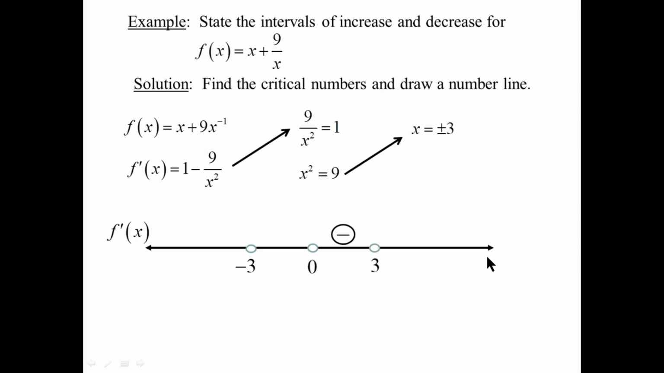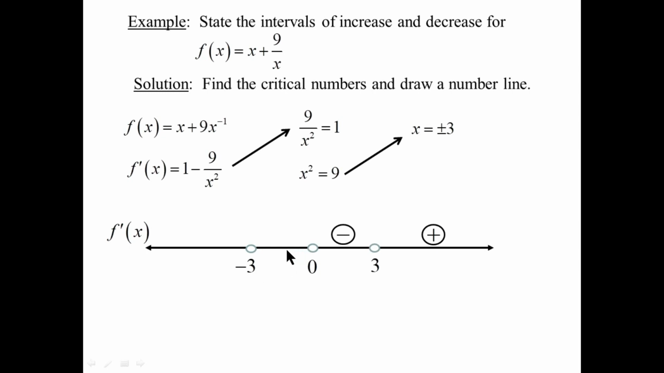We got the arrowhead on the end, so we can sub in something really large and positive. Now, 9 over something huge is very, very tiny. Very tiny, like less than 0.00001. So 1 minus something tiny is going to be positive.